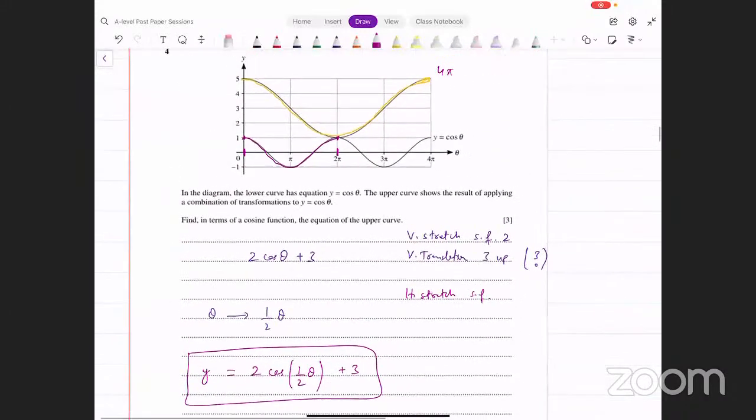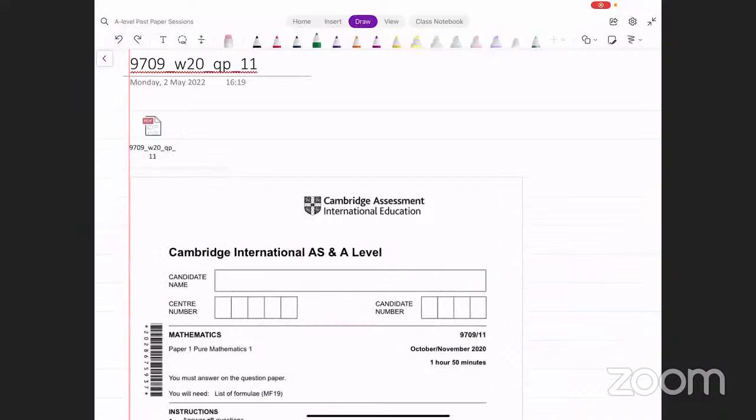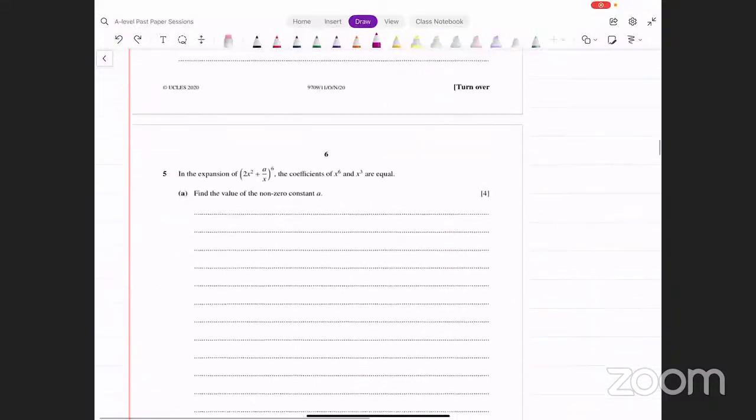अब इसमें आपको वर्किंग कोई शो करना जरूरी नहीं है, आप खुद से दिमाग में सोच के कर सकते हो। इसमें सिर्फ आंसर के मार्क्स हैं, ये आंसर लिखने के मार्क्स हैं सिर्फ, ठीक है? इसमें आपको 1 मार्क 2 का मिलेगा, 1 मार्क थीटा ओवर 2 का मिलेगा, 1 प्लस 3 का मिलेगा, ठीक है? ओके, let's move on to the next one.